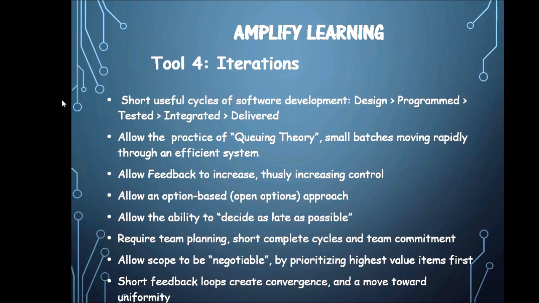Allow an option-based approach. Allow the ability to decide as late as possible. Require team planning, short complete cycles and team commitment. Allow the scope to be negotiable and prioritize the highest value items first. And the last one, short feedback loops create convergence and move toward uniformity.